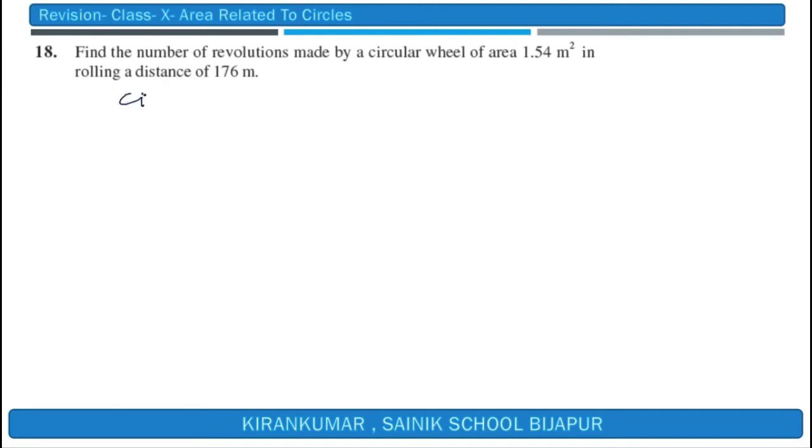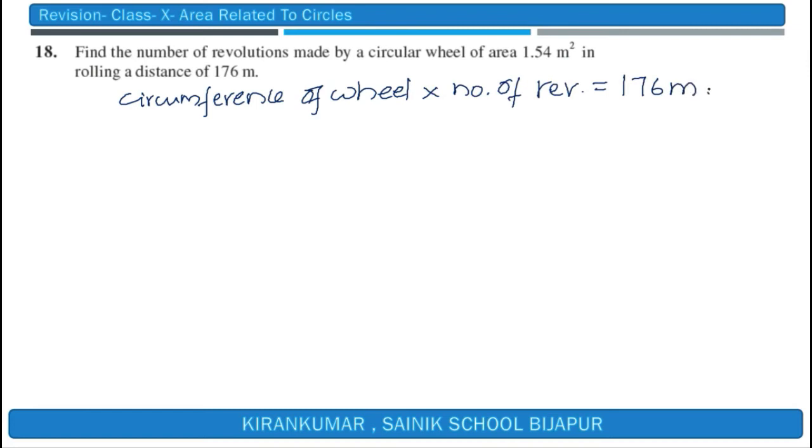So the circumference of the wheel times the number of revolutions will be equal to 176 meters. The circumference is 2 pi r and the number of revolutions, I'll take it as n, which is 176 meters.